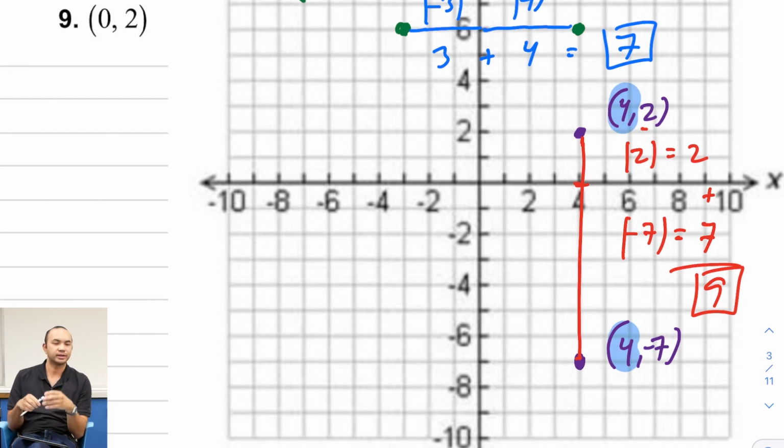All right. So that was a quick review of the coordinate plane, but also some calculating distance with the coordinate plane. So hopefully that was helpful, and I'll see you guys next time.